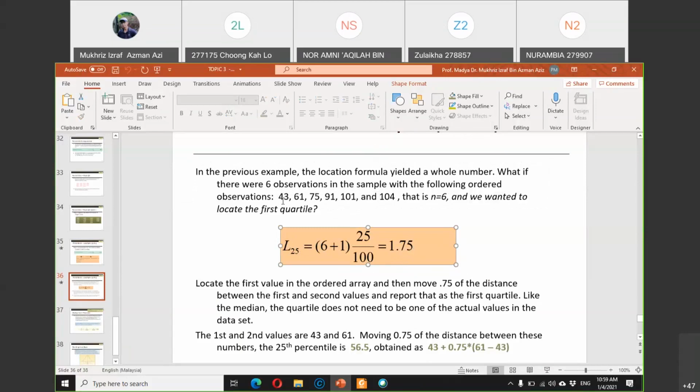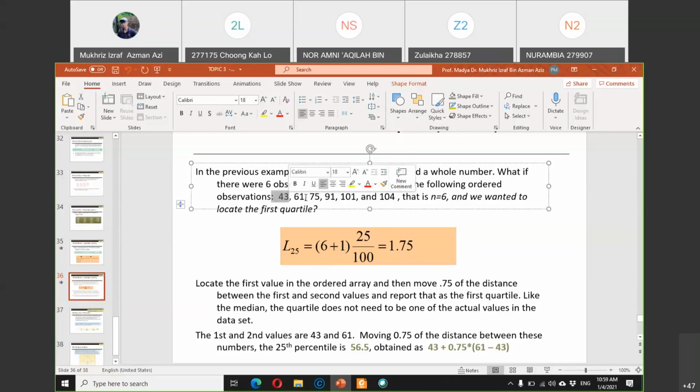So the first number is 43. The second number is 61. So you cannot use 61 or 43 directly, but the number is between 43 and 61. So you must start with 43 first, because the number does not exceed 61. So it's just in between 43 and 61.